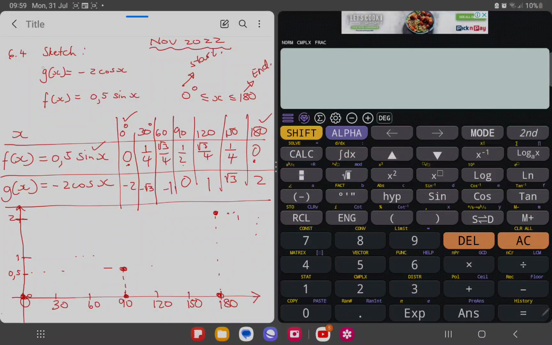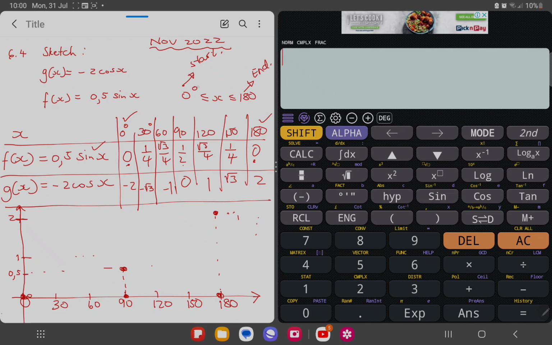Now we're going to sketch two graphs on the same set of axes. This is the question paper of November 2022, question 6.4. It says sketch the graph of g(x) = -2 cos x and the graph of f(x) = 0,5 sin x, for 0 degrees ≤ x ≤ 180 degrees.